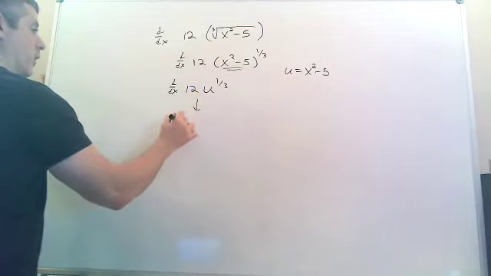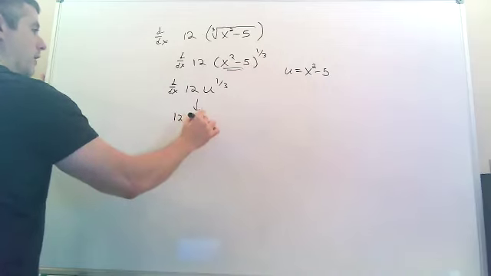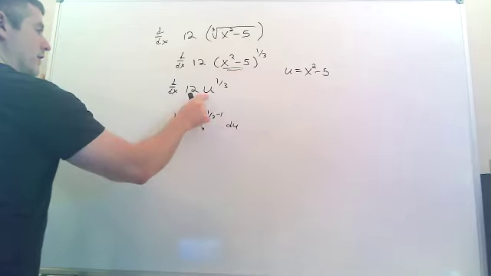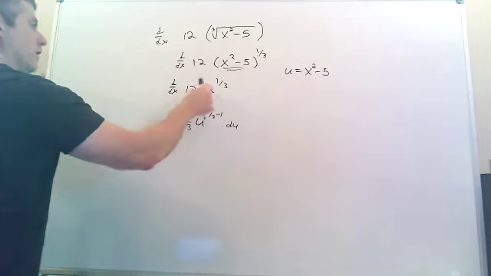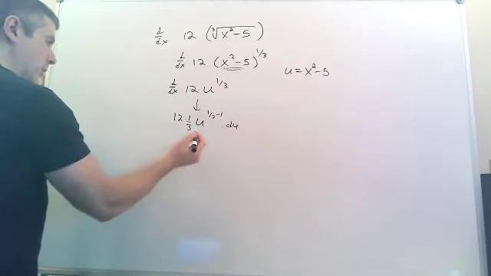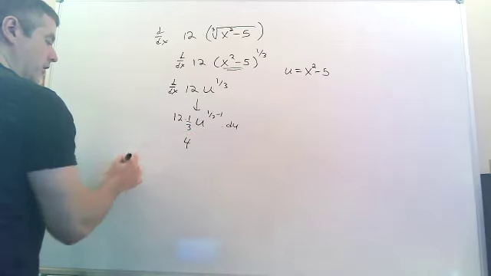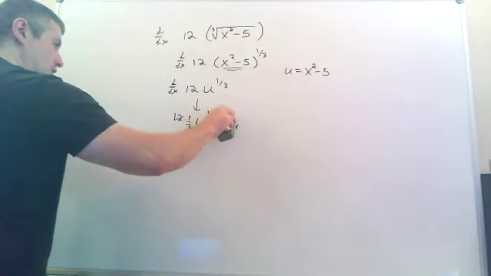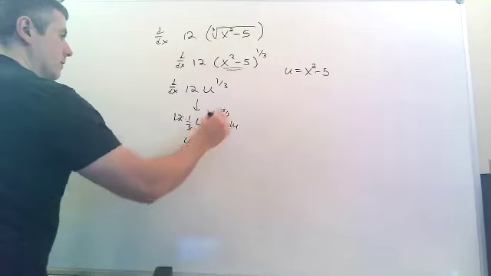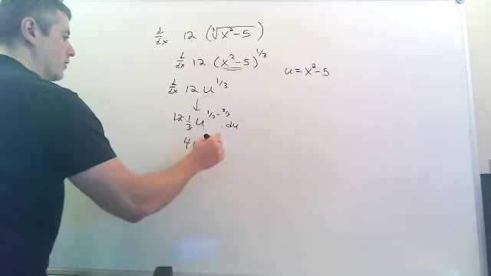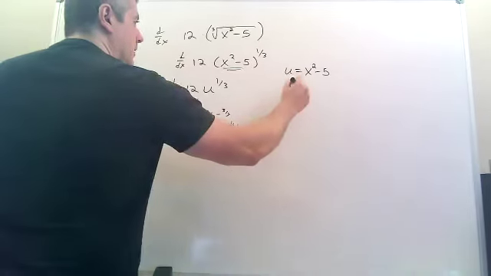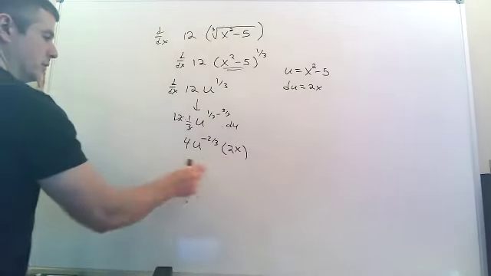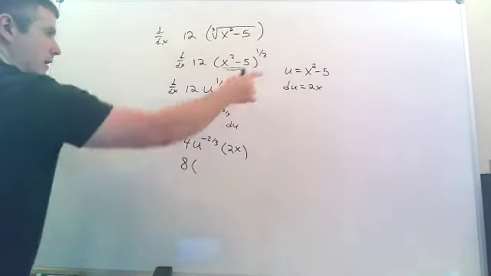I need 1/3 of 12, right? Multiply by the power, subtract 1 from the power, and then du, right? The derivative is 1/3 times 12, subtract 1, multiply by du. That's the chain rule part. 1/3 of 12 is 4, right? 12 divided by 3 is 4. 1/3 minus 1 is 1/3 minus 3/3, so that's -2/3. Now I need the du. Very easy. 2x. Just move that in the front. And then put back your original u.